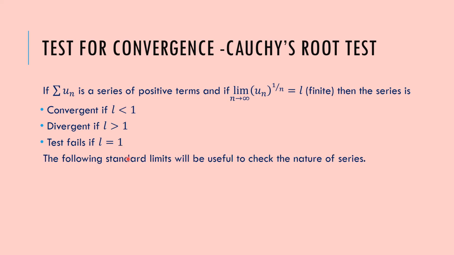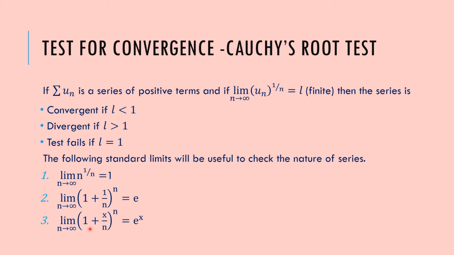Now, to continue with this concept, we need some standard limit results, which you already studied in your previous classes. So limit n tends to infinity, n power 1 by n is always 1. Limit n tends to infinity, (1 plus 1 by n) whole power n is always e. And limit n tends to infinity, (1 plus x by n) whole power n is always e power x. These three results are important to utilize the formula of Cauchy's root test in the coming examples.